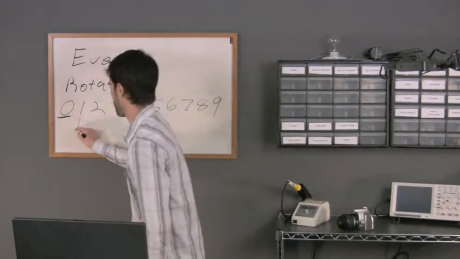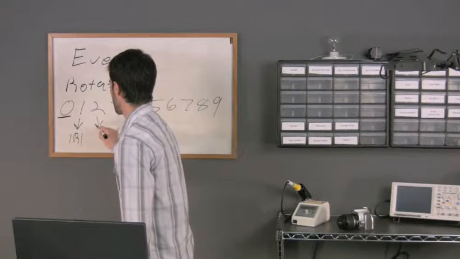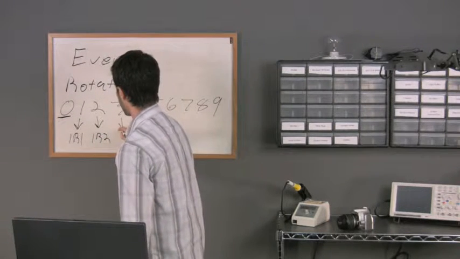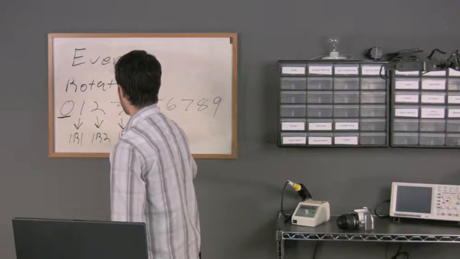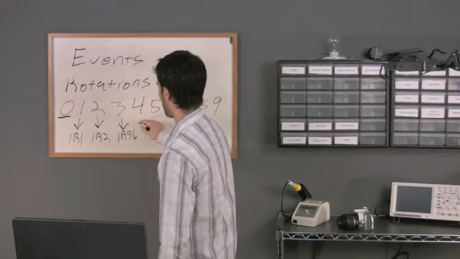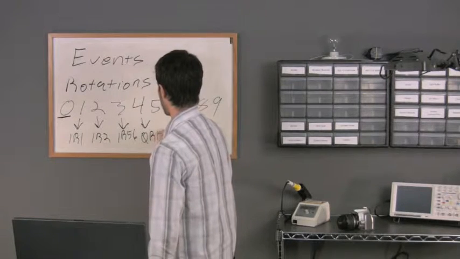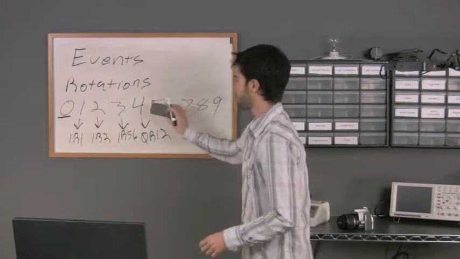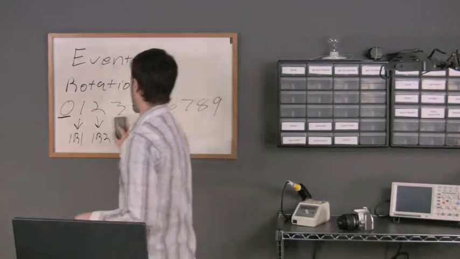I could say on step 1, let's turn on relay 1. On step 2, let's turn on relay 2. On step 3, let's turn on relays 5 and 6. Okay? On step 4, we could turn off relays 1 and 2. I mean, pretty much anything that you want to do, you can trigger timers on a step of a rotation. Okay?